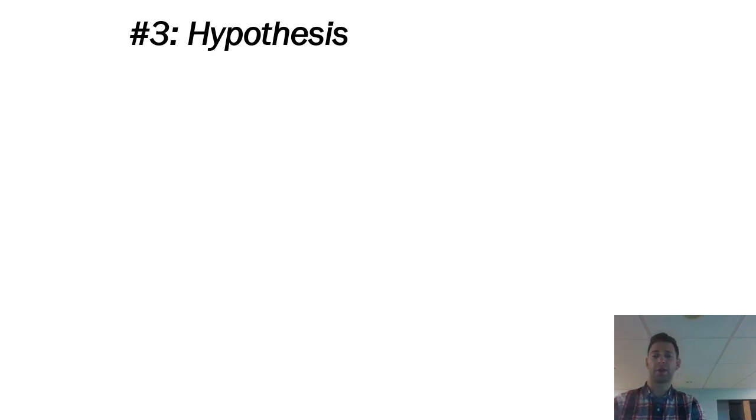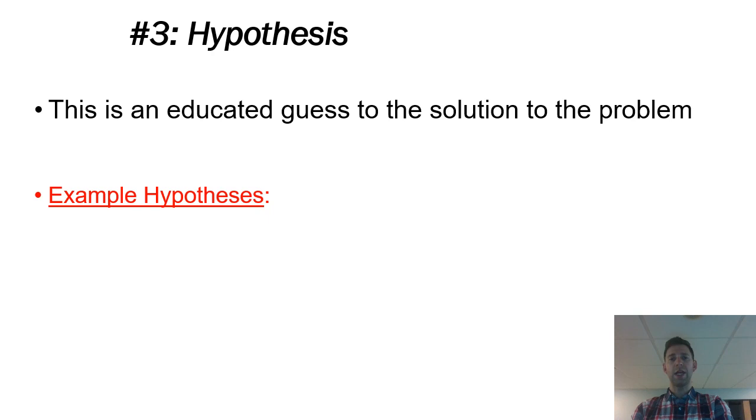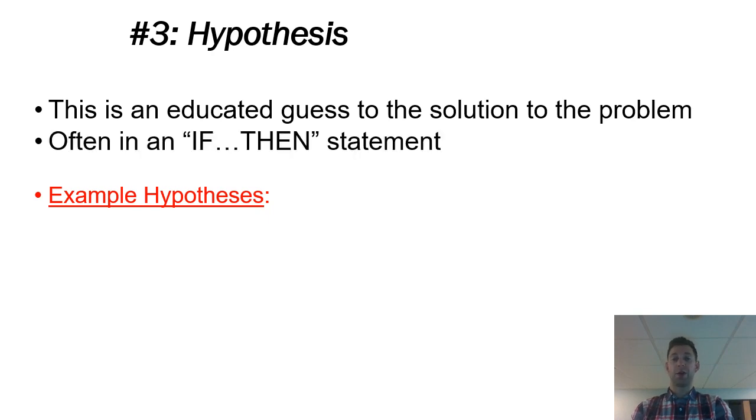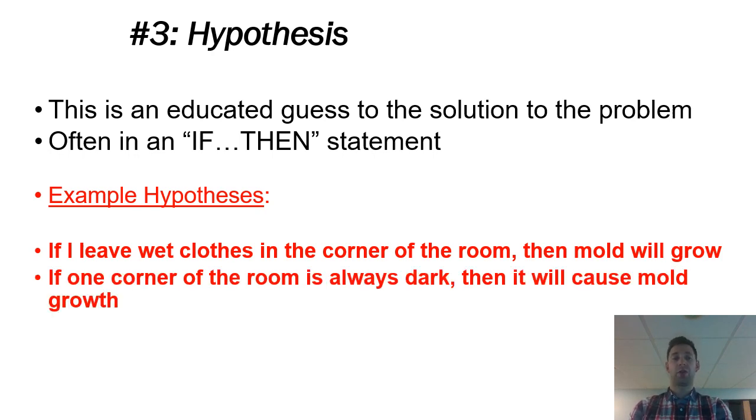Now you come up with a hypothesis. A hypothesis is an educated guess based on those observations, something that I'm sure you guys already know. We put this often, not always, but often in an if-then statement. This would be an example of the if-then statement. If I leave wet clothes in the corner of my room, then mold would grow. So maybe the hypothesis is based on the idea that moisture leads to mold growth. If one corner of the room is always dark, that will lead to mold growth. That would be a hypothesis based on the idea that maybe sunlight kills mold, so darkness allows mold to grow.